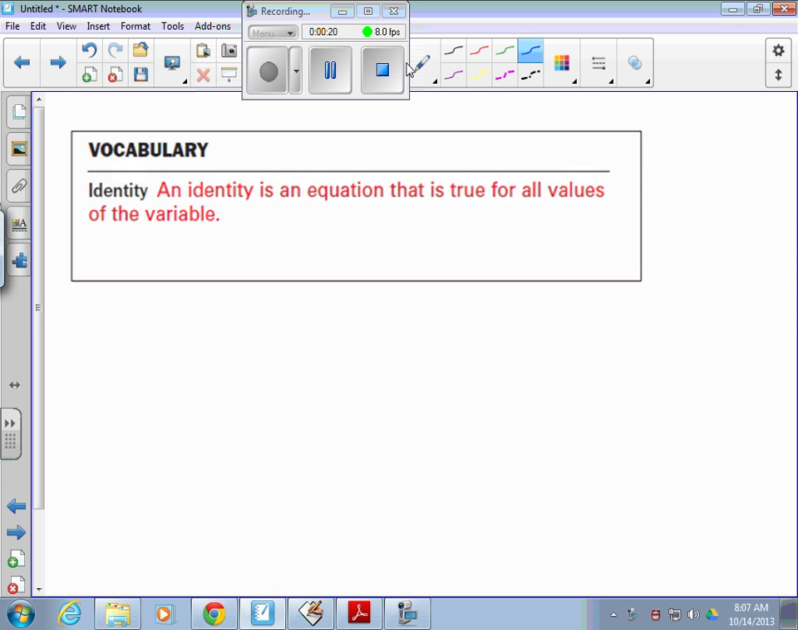An identity is the first definition we have. It's an equation that's true for all values of the variables. What that means is if you get a true statement at the end, let's say you have 2x plus 2 equals 2 times x plus 1. This is an identity. The reason is because you're going to get a true statement at the end. You're not going to get x equals a certain value here.